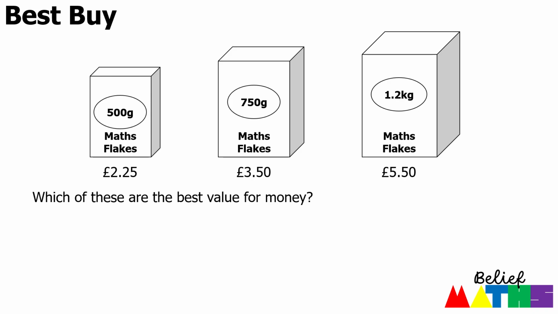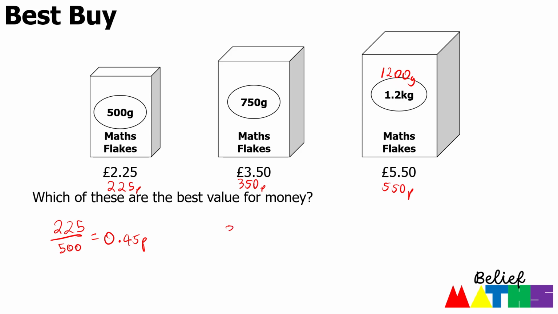So first thing we're going to do is we're going to convert this last box into grams. That's 1,200 grams. And then so we don't end up with any weird decimals, I like to convert all of these to pence. So 225p, 350p, and 550p. And now we're going to go, well, if 500 grams cost this, well, 1 gram then is 225p divided by 500. 225 divided by 500 gives me an answer of 0.45p. Now that's not 45p, that's 0.45, so it's less than 1p per gram.